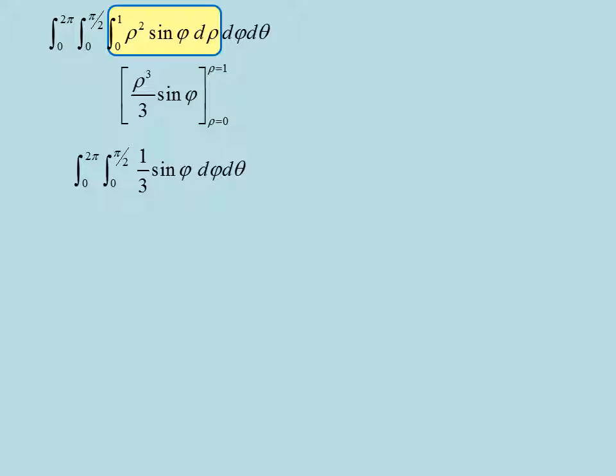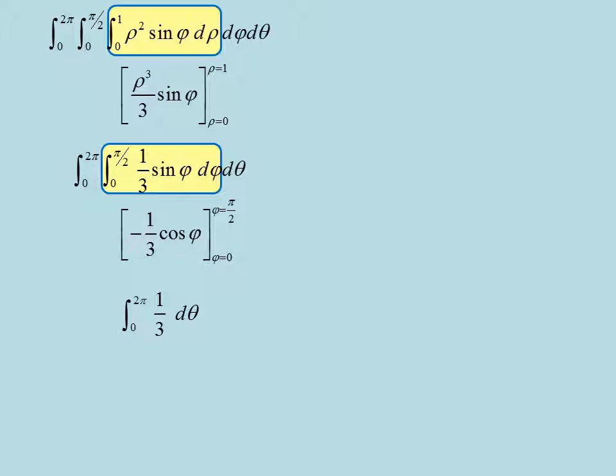Then we'd want to integrate with respect to phi. Well, the integral of sine phi would be negative cosine phi. Leave the 1/3 alone. Substitute. Then we want to integrate that with respect to theta. That would be 1/3 theta. Substitute the 2 pi and the 0, and there's how we evaluate the integral.